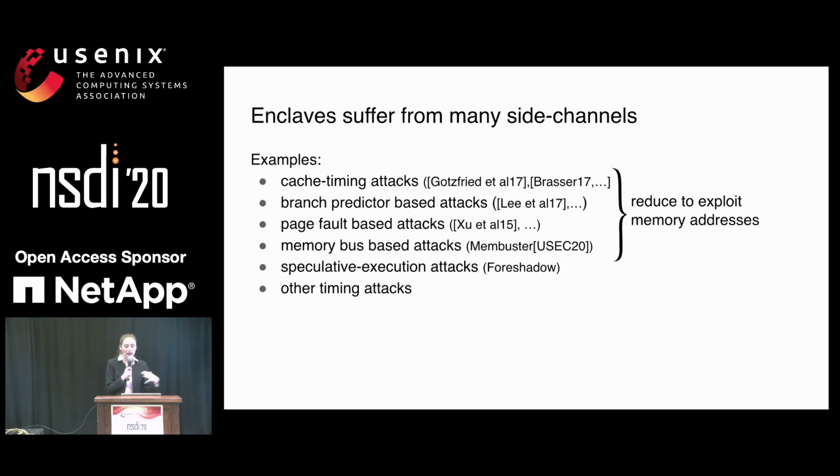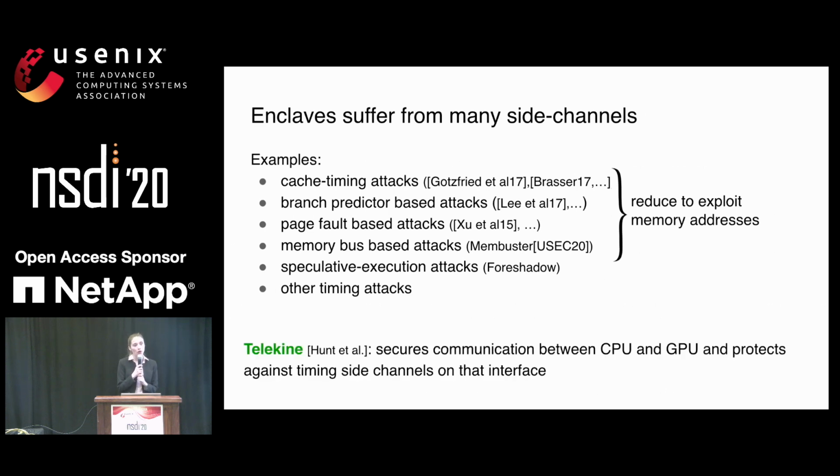And there's been a long line of work on CPU enclaves to protect against these side channel attacks, either via so-called oblivious algorithms that make a predefined schedule of accesses to data, or via cache partitioning, or via many other mechanisms. The Telekine work focuses on side channels on the GPU enclave, especially in the interface between the CPU and the GPU enclave and their secure communication, and protects against timing side channels on that interface.